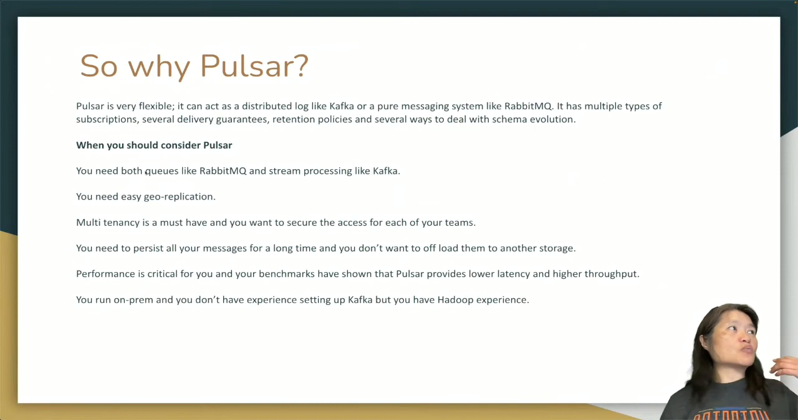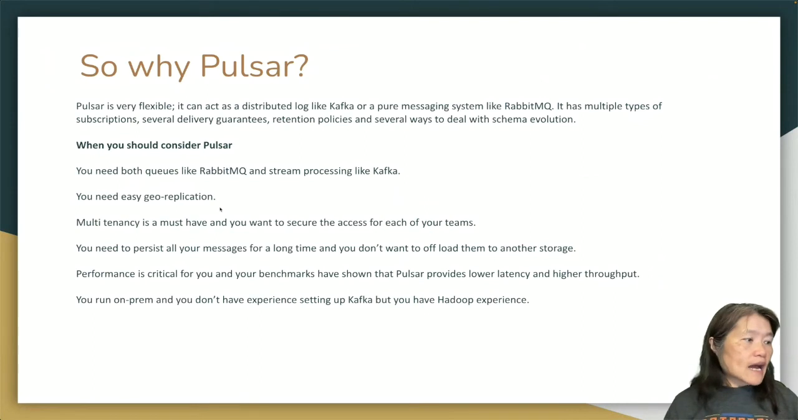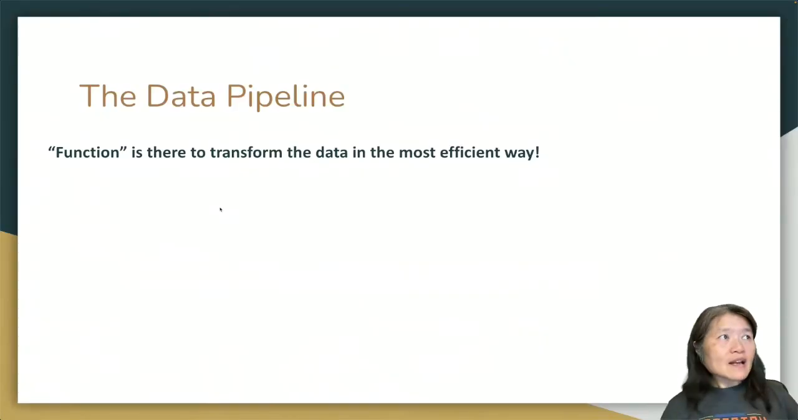Essentially, I just want to really quickly summarize. It's very flexible. It can act as a distributed log like Kafka or a pure messaging system like RabbitMQ. It has multiple types of subscriptions, several delivery guarantees, retention policies, and several ways to deal with schema evolution too.